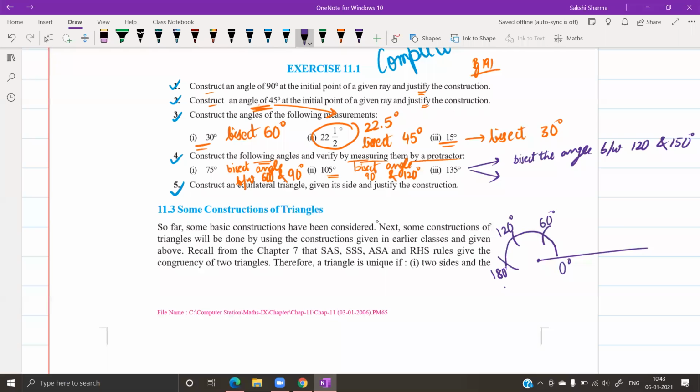You will bisect the angle between 120 and 180 in order to obtain 150. आपको 150 degrees मिलेगा. उसके बाद आप ये वाली जो portion है 120, 150 के बीच वाला इसको bisect करोगे. So there are multiple steps here. What would be the other way? Anyone?